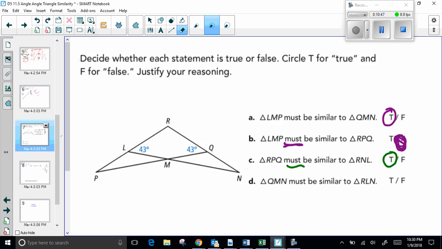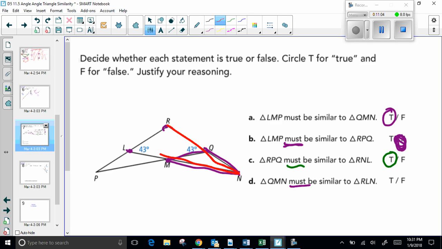That is QMN must be similar to RLN. So QMN must be similar to RLN. Okay. New color, overlap. They share this, right? So that's one set. Do we have any other ones?